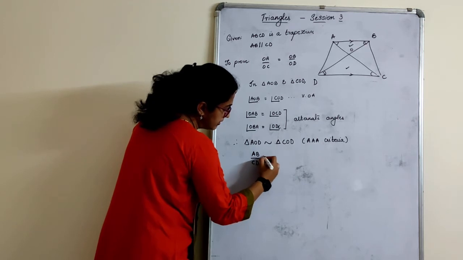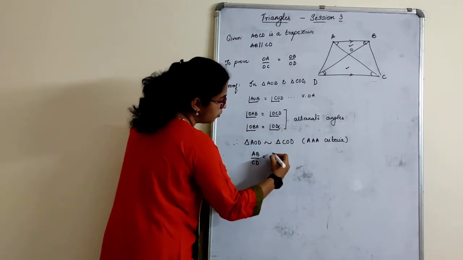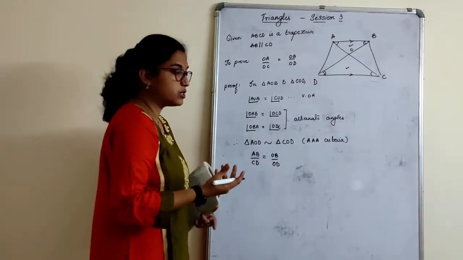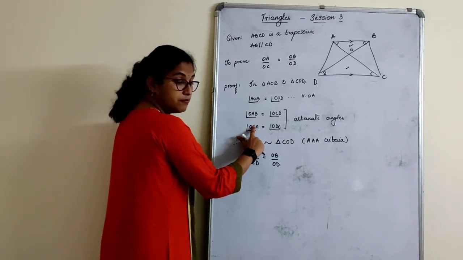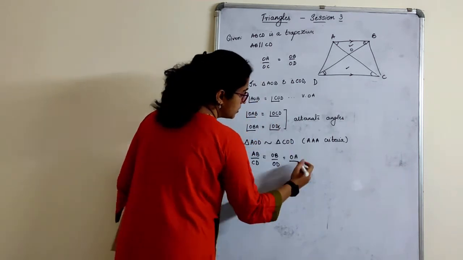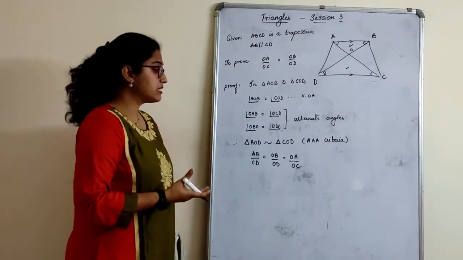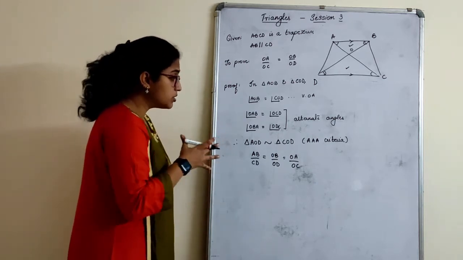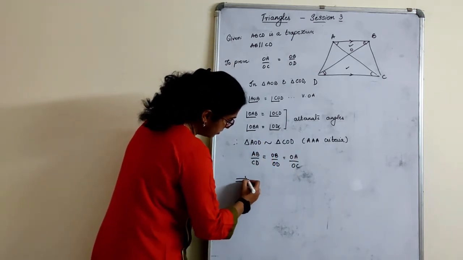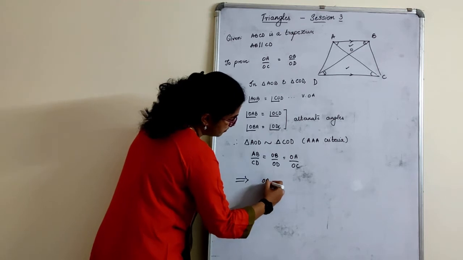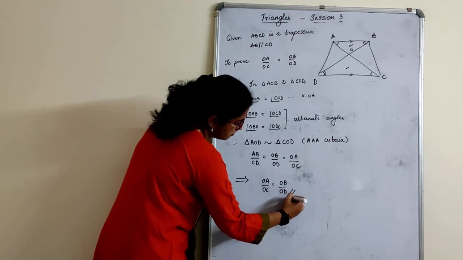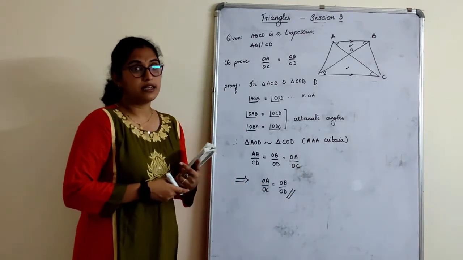AB upon CD is equal to, how do you read this? OB. How do you read this? OD. Understood how to read the proportional sides? Very easy. Just close the angle, the center part angle. The side is OA upon OC. When the triangles are similar, the sides are proportional. Choose what you want here. You only want these two sides, and the last part is not required. This implies whatever you wanted: OA by OC is equal to OB by OD. Hence, proved. Right? This is how you prove it.